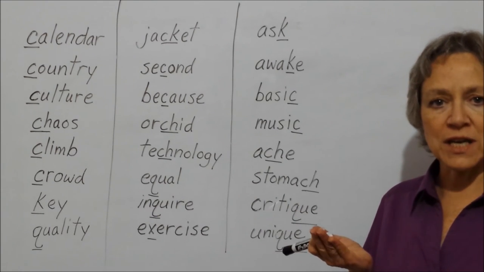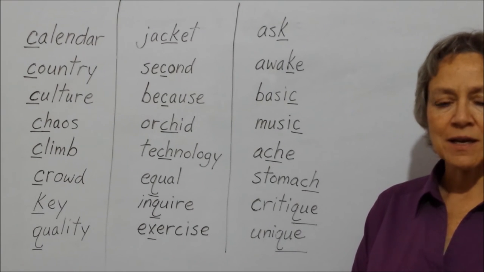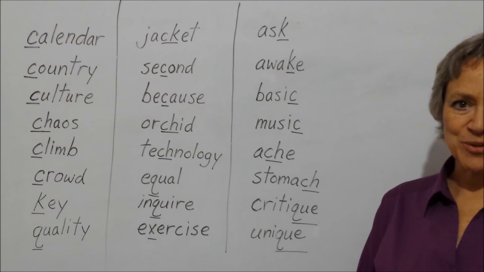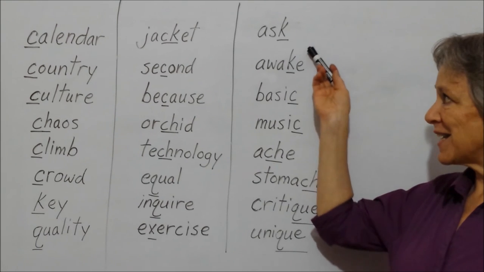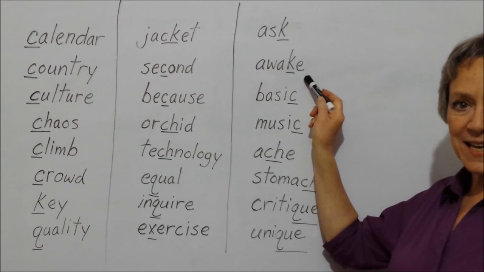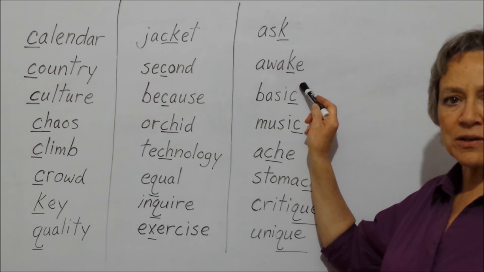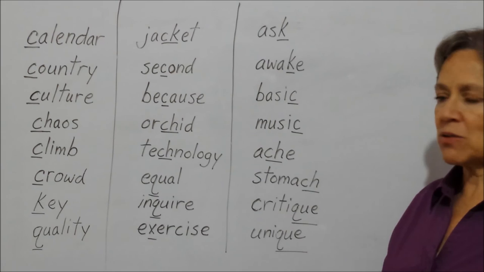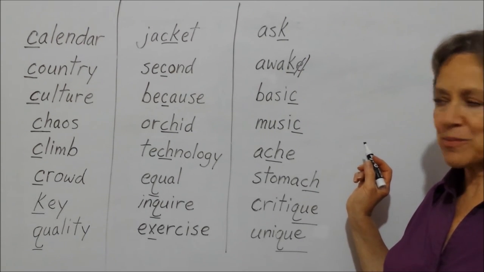Now, I was exaggerating the K sound a little bit at the end of each of these words because I wanted to be sure that you could hear that K sound. We don't usually exaggerate it as much as I did, but it does have to be there, so please be sure to make the K sound. Also, please notice in this word that the last letter of the word is E. However, the last sound in the word is K. Awake. We do not pronounce the letter E at the end of that word.